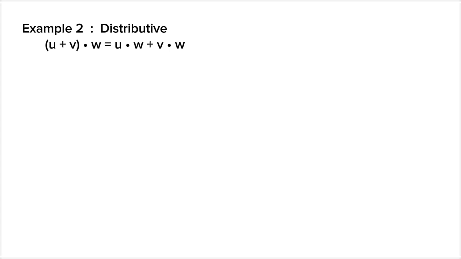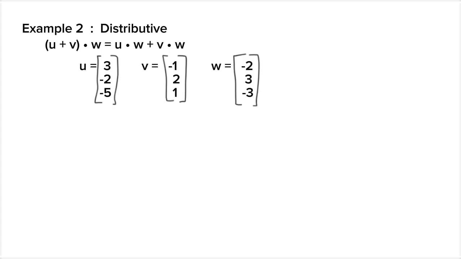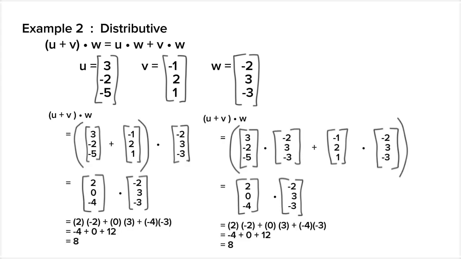Example number 2 for distributive property. So for this property, it is expressed as (u + v) · w equal to u · w + v · w. So u is 3, -2, and -5, and v is -1, 2, and 1, and w is -2, 3, and -3. So both sides are equal to 8.